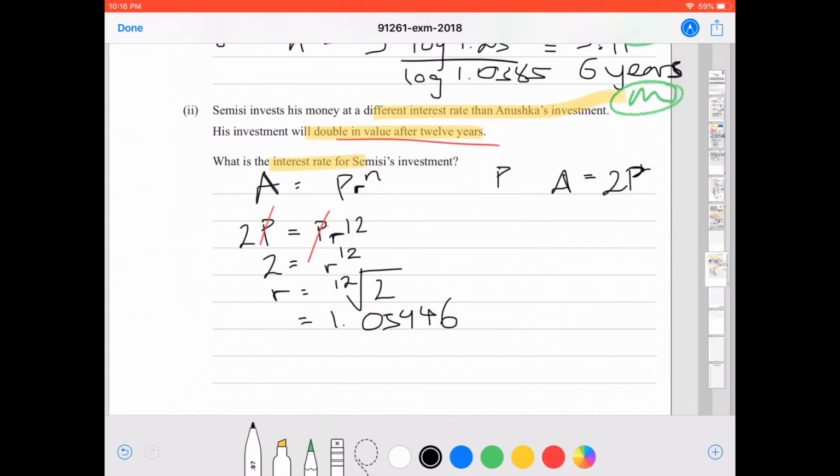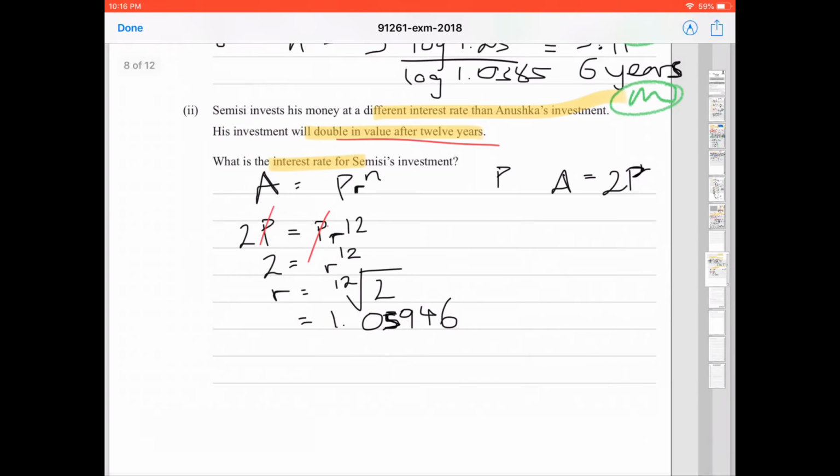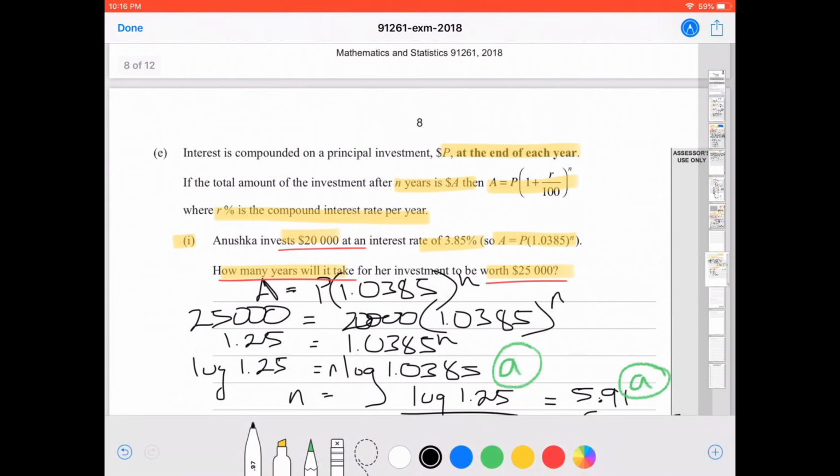1.05946. And so you might just freak out momentarily at this number, but if we think to the earlier question where it said we could say this piece of information here, 1.0385, that was our R, basically. That was our rate. Percentage-wise, R equals, where was it? Yeah, there it was, 3.85%.